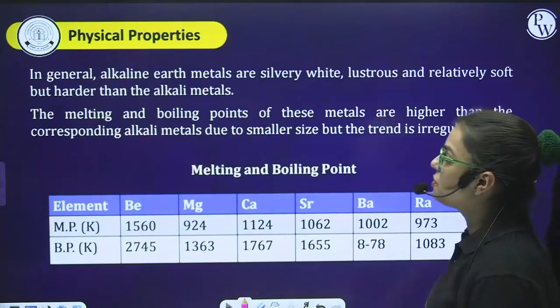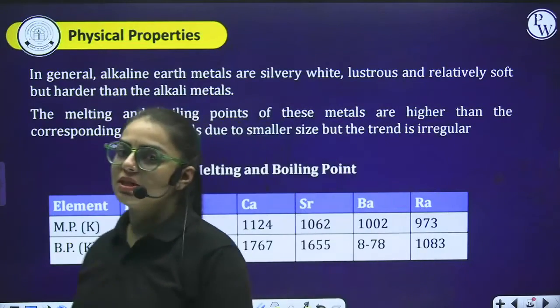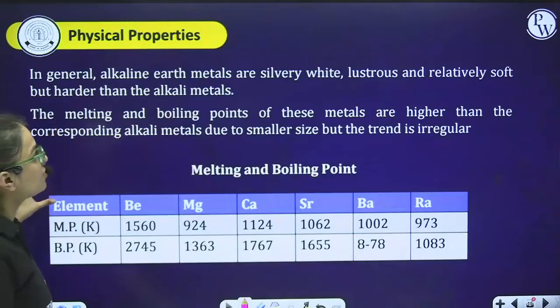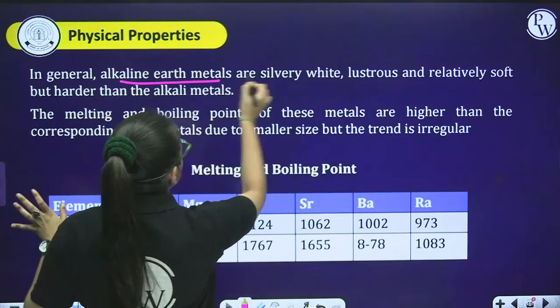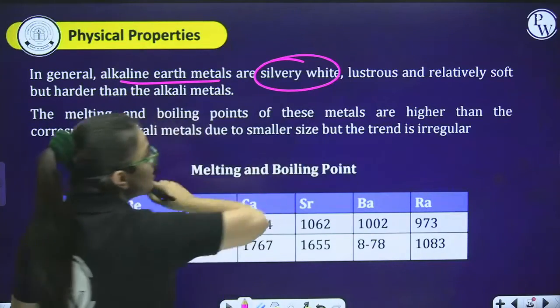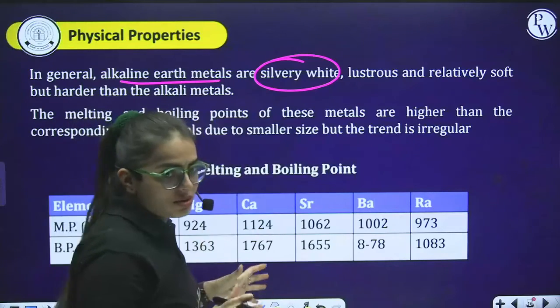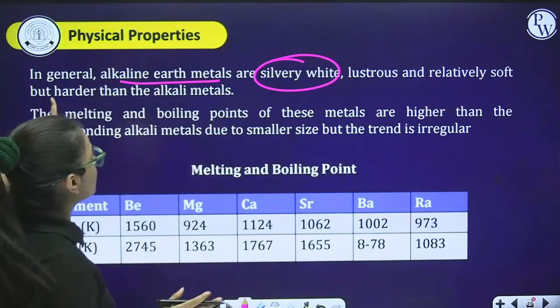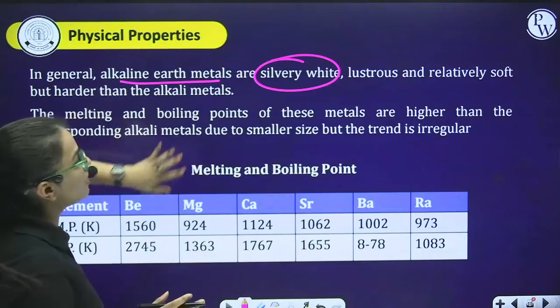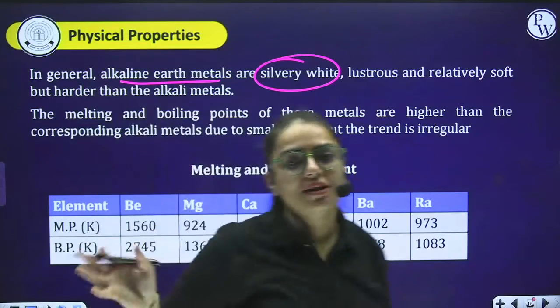Now let's talk about the physical properties, students. Talking about the physical properties, again we are going to talk about what? That all alkaline earth metals are silvery white. They are silvery white. They are lustrous and they are relatively soft. Okay. But harder than the alkali ones. Relatively soft, but harder than the alkali ones.